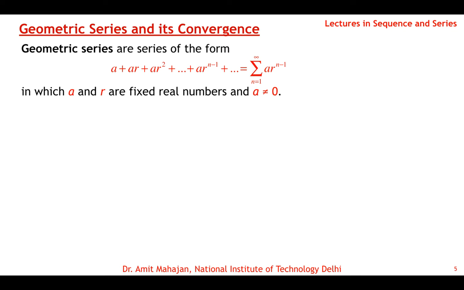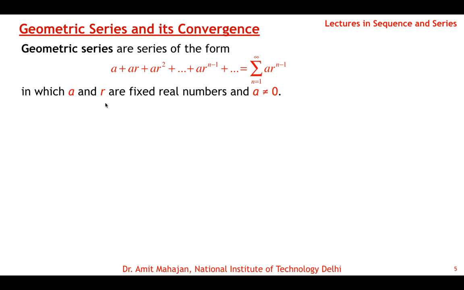Now one important particular type of infinite series is the geometric series. Geometric series are series of this form: a plus a times r plus ar square plus and so on, a r power n minus 1 plus and so on, which can be written as the summation n equal to 1 to infinity of a times r power n minus 1, in which a and r are fixed real numbers and a is a non-zero number.